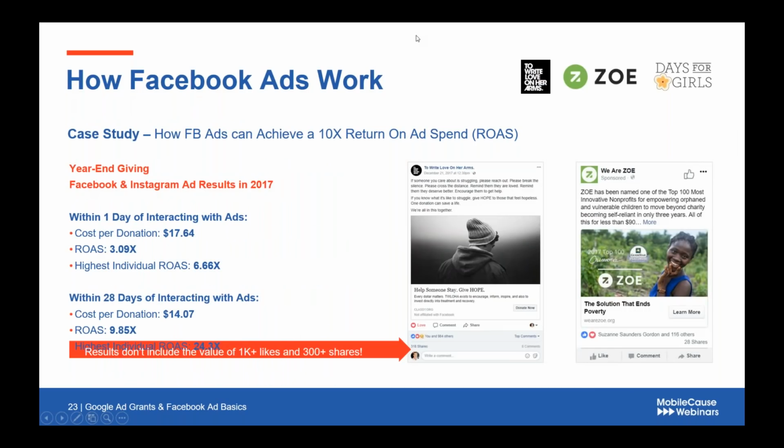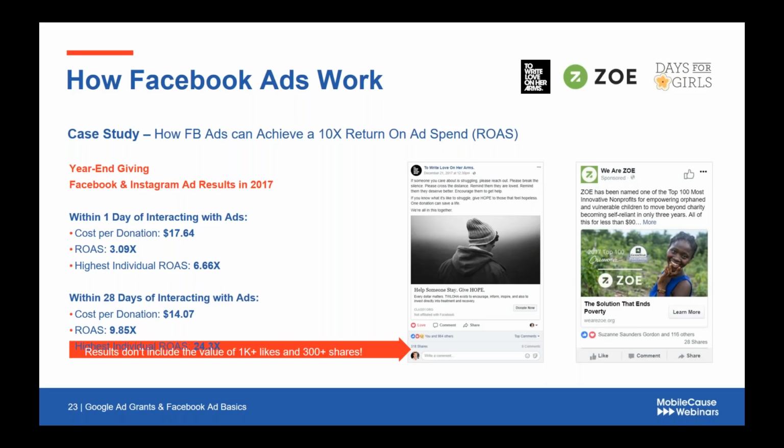So let's talk about how it works. And for me, I learn best through examples. And so at last year end in 2017, we worked with 3 organizations. And I definitely want to give them some shout outs. Again, that's To Write Love on Her Arms, Zoe, and Days for Girls. Now, we ran Facebook and Instagram ads for them during the year-end giving season. So, these numbers are certainly exciting, but also let's keep in mind, people are in a very charitable giving spirit.